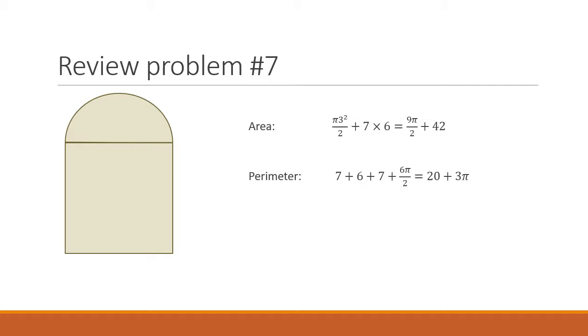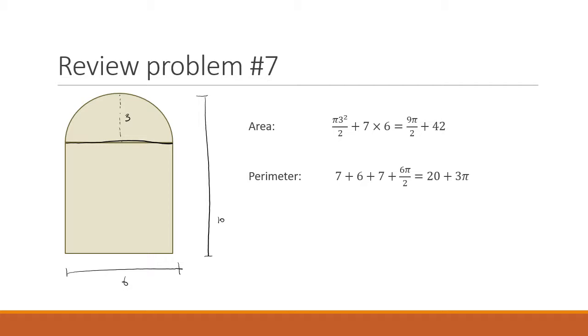So I'm looking at the review problem number 7. So this shape, as you can see, is composed of a rectangle and a semisphere on top. And the dimension for this figure is 6 by 10. Now, since I have a semisphere on top, I know the diameter for this semisphere is 6, which means the radius, if you try to draw it, will be 3.